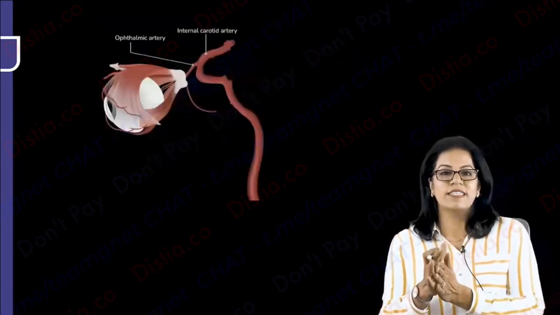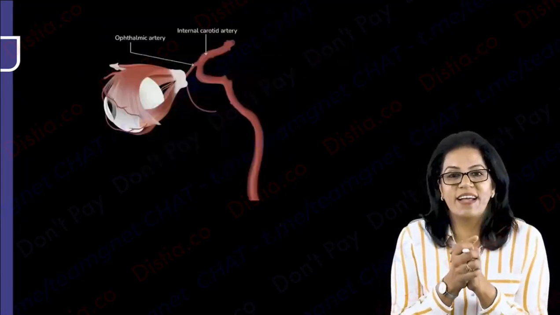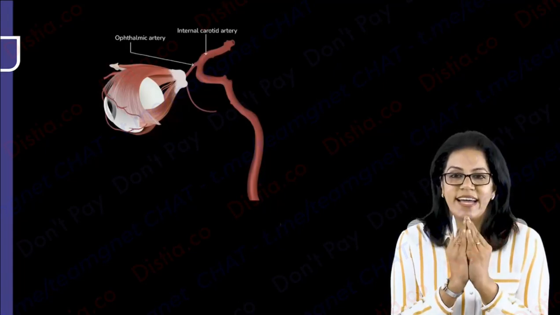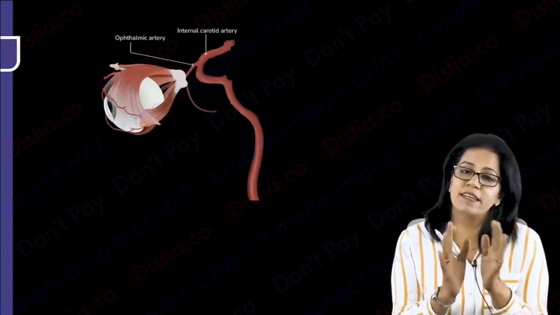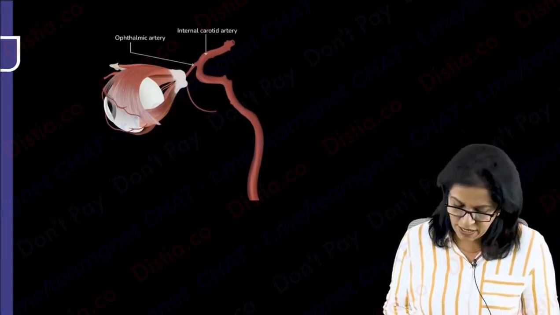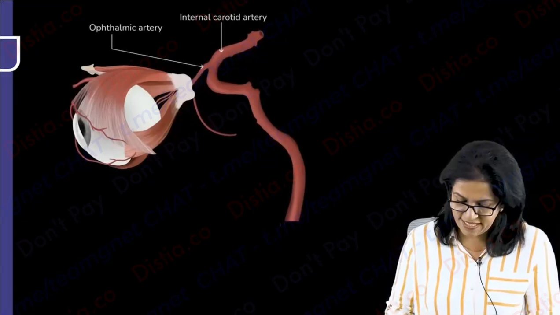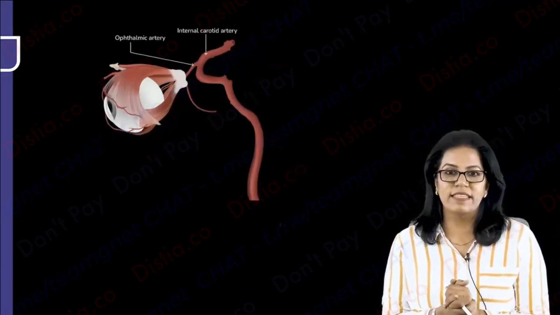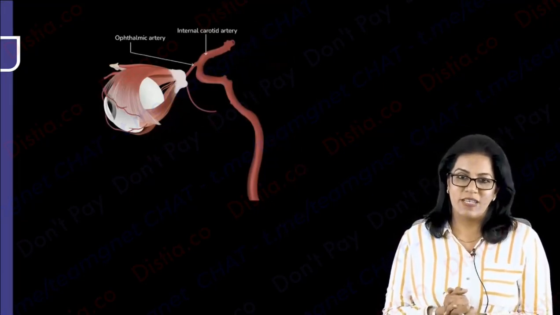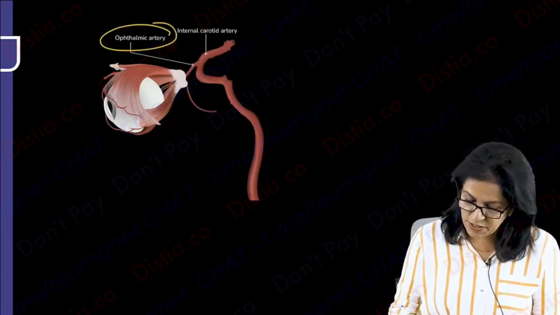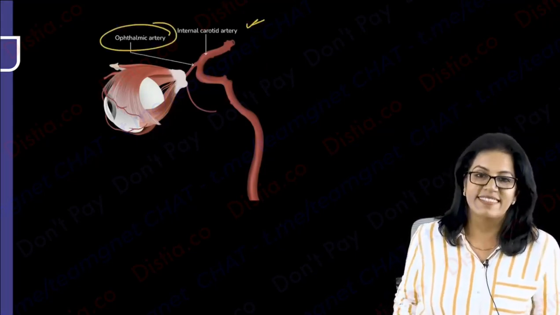At the last, let us also discuss very quickly the blood supply of your eye. The main artery supplying the eye is the ophthalmic artery. Please learn with me here only. The eye is supplied by the ophthalmic artery, which is a branch of the internal carotid artery.